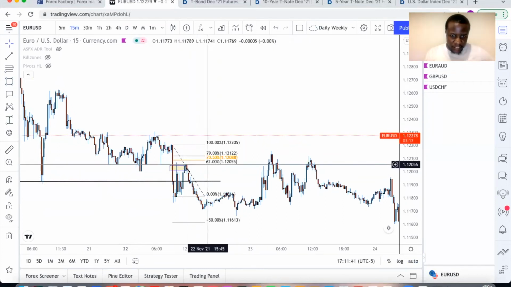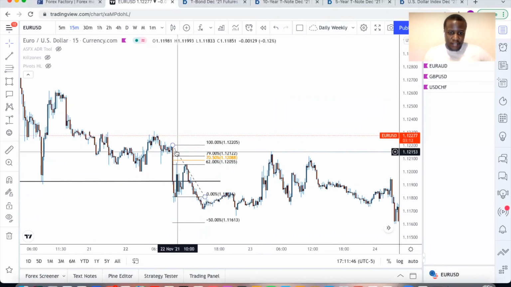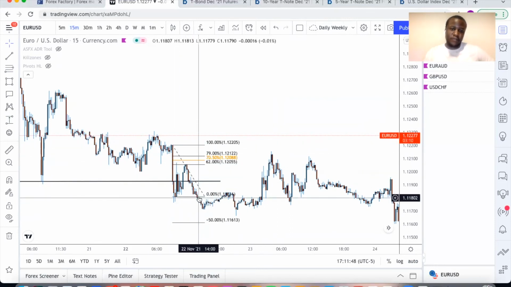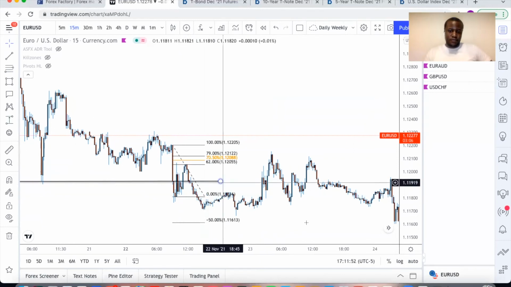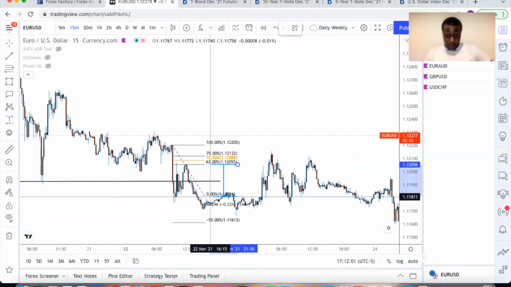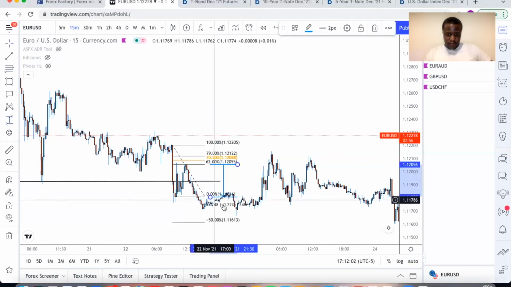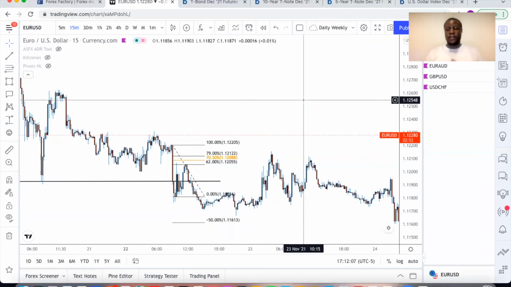And it has to be hitting the 62 retracement to get in, and then take partials right here at the 0. Let's see how many pips that is. That's 24 pips. So imagine doing this.